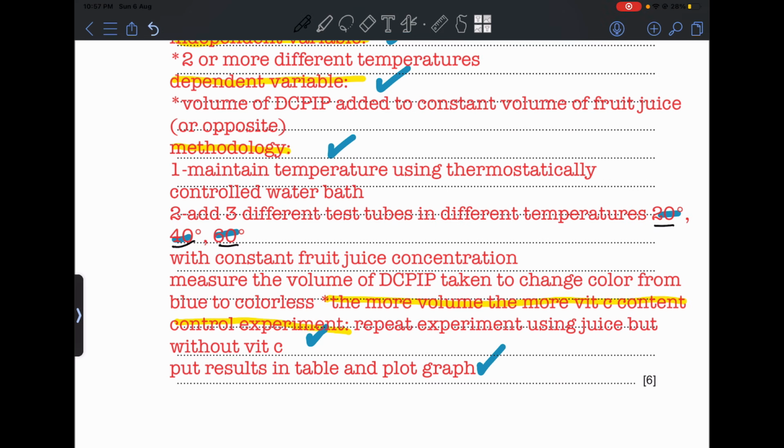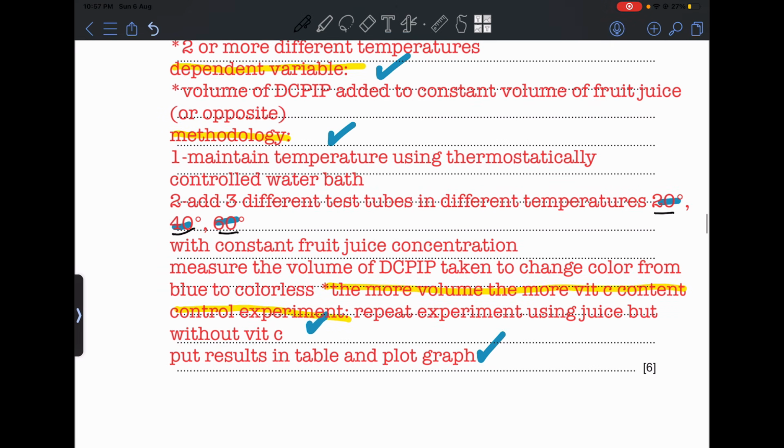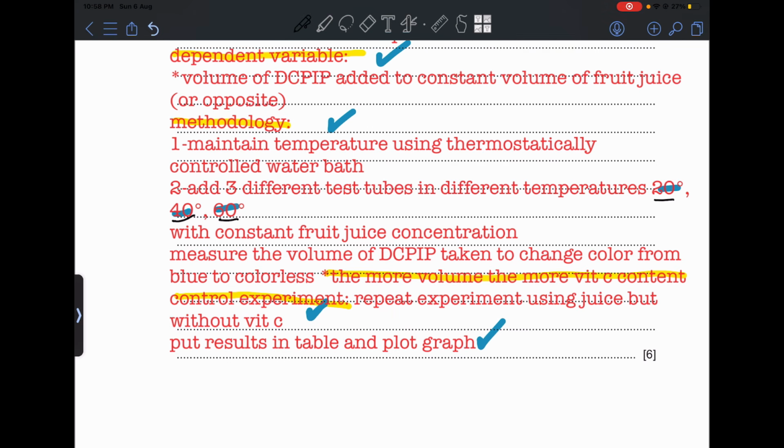Measure the volume of DCPIP taken to change the color from blue to colorless. This is the titration method. You can write down titration if you have learned it in chemistry. It's the same thing over here. So this is basically titration. You're going to see how much DCPIP it took to change color from blue to colorless. And the more volume, the more vitamin C content is available in this fruit juice.